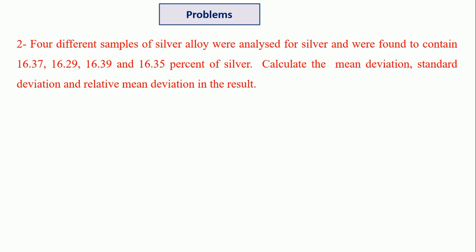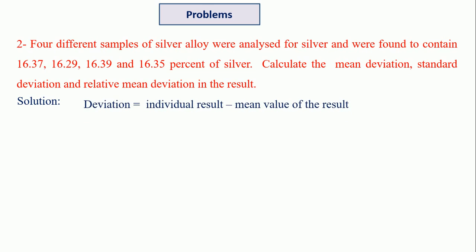Now again a similar problem. So determination of silver alloy, and the percentage of silver is given. So there are 4 individual values for the percentage of silver, and then calculate the mean deviation, standard deviation and relative mean deviation. So very simple, first calculate the deviation value, and then mean deviation, and then standard deviation, and finally relative mean deviation. So what is the formula for deviation? Deviation is equal to individual result minus mean value of result.